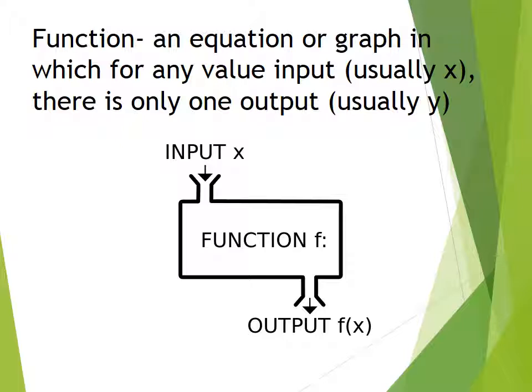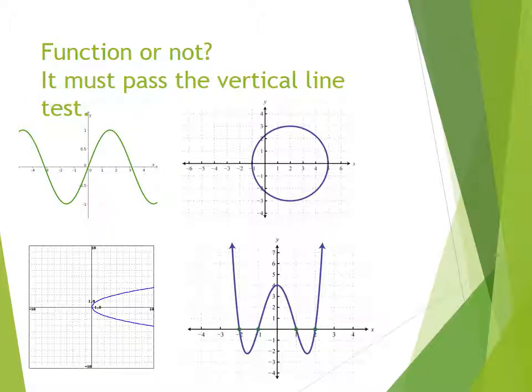So a function is an equation or graph in which, for any value you input, there's only one output. What I mean by that, when I look at a function, I have to determine if there's only one y value per x value. When we're looking at a graph, that means it has to pass the vertical line test. So if I draw a vertical line anywhere on this graph, it's only going to pass through that little curve one single time.